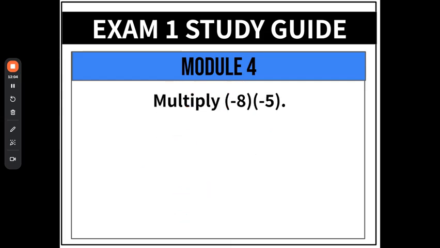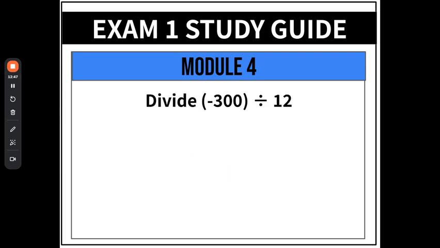Okay. Multiply parentheses negative 8 times parentheses negative 5. Okay, so when we're working with multiplying integers, a negative times a negative is a what? It's a positive. Yeah, very good. So this is going to be 40. Now if we had negative 8 times positive 5, that's going to be a negative answer. But if we have a negative times a negative, we are going to get a positive.